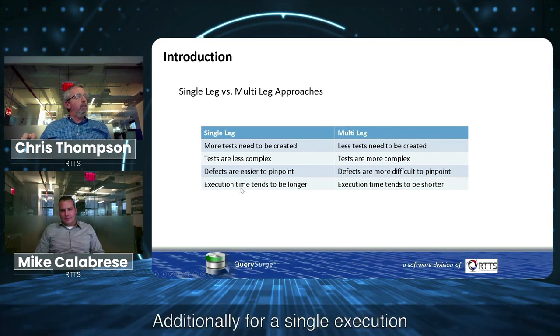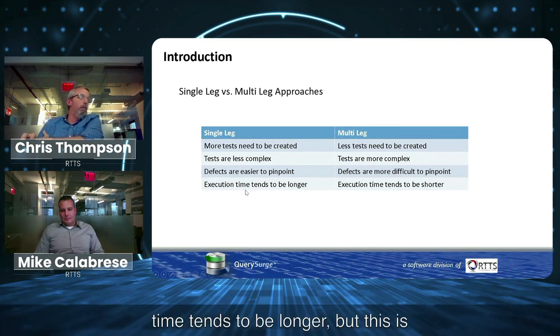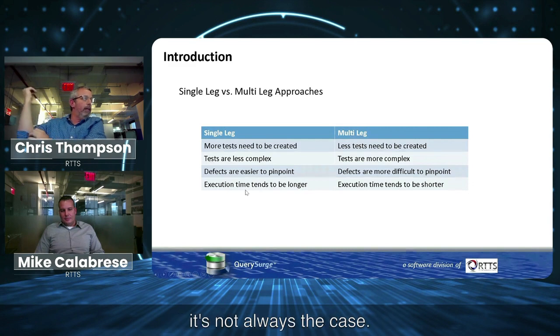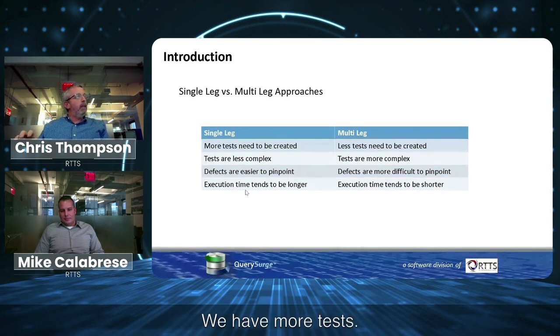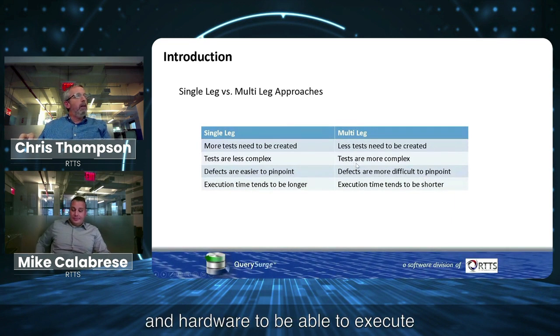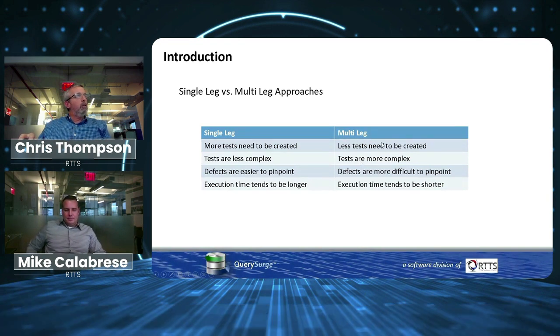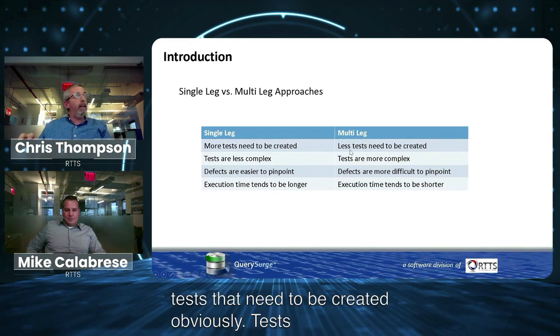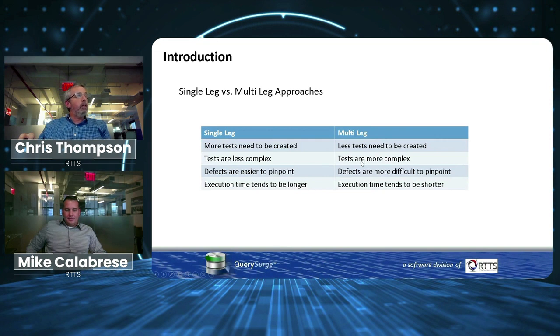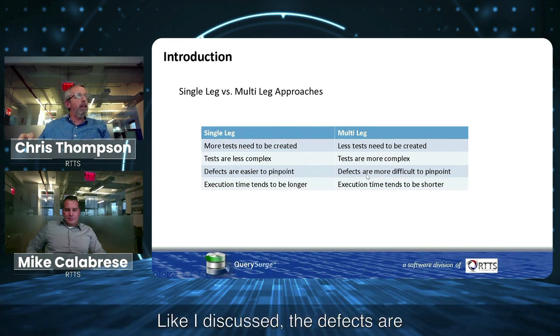Additionally, for the single leg, execution time tends to be longer. This is a little bit of a disadvantage, but it's not always the case. We have more tests to execute. Even though they're automated, they still take computational time and hardware to execute. And in the multi-leg, just quickly, there are fewer tests that need to be created, obviously. Tests are more complex, like I discussed. Defects are more difficult to pinpoint, like I discussed. And execution time tends to be shorter because there are fewer tests.